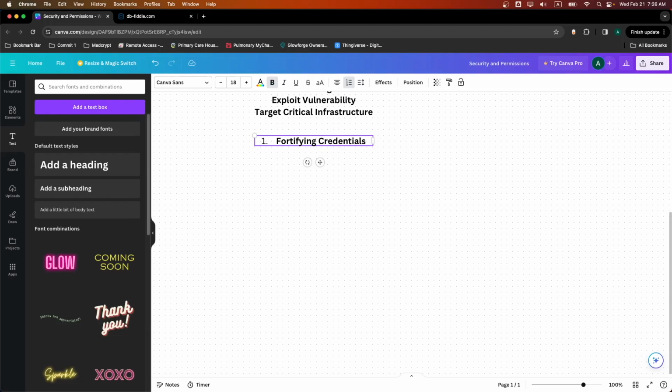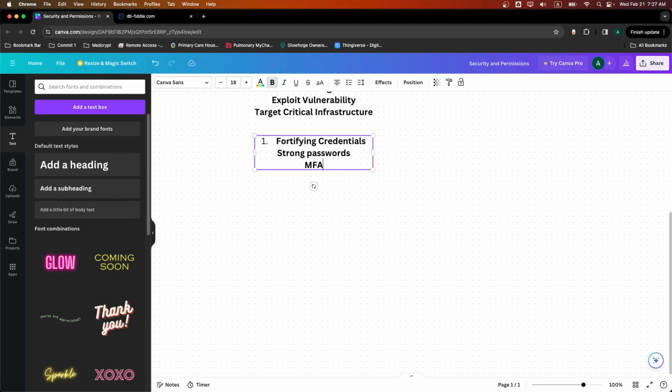When it comes to credentials, just remember you need to have strong passwords, and it's highly recommended that you have multi-factor authentication. I'm going to write it down: strong password should have MFA, known as multi-factor authentication. It could be an authenticator app, a fingerprint scan, stuff like that.